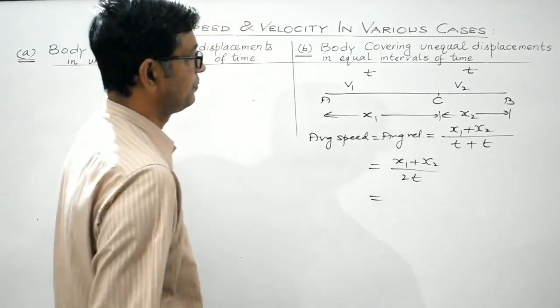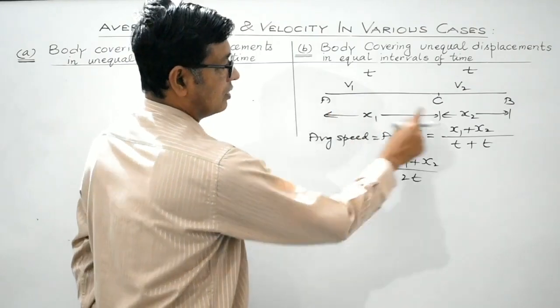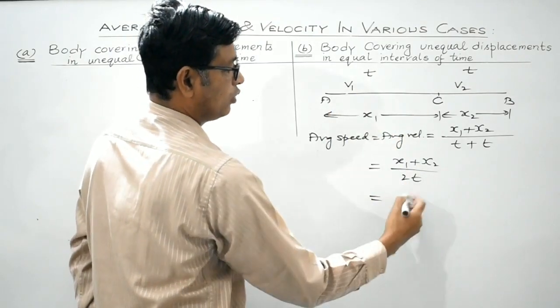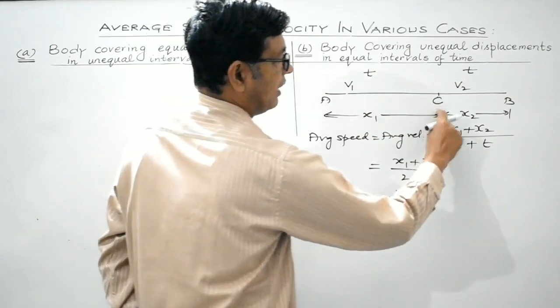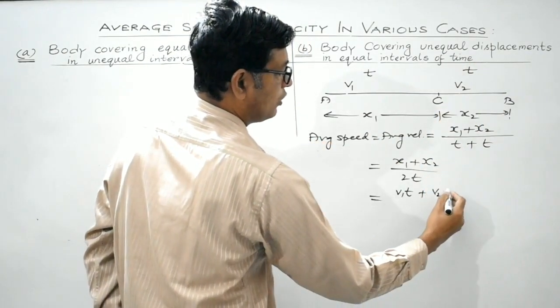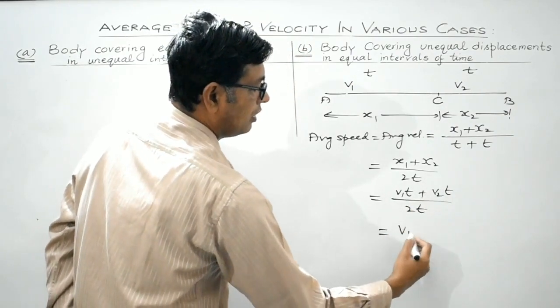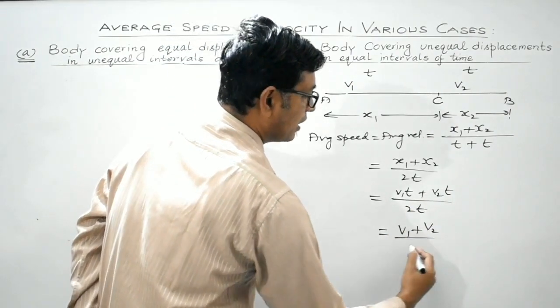Now, distance x1 is speed into time. So x1 is equal to v1 into t. Similarly, x2 is equal to v2 into t, divided by 2t. T is common. So what do you get? v1 plus v2 divided by 2.